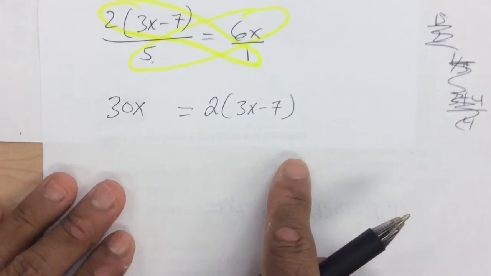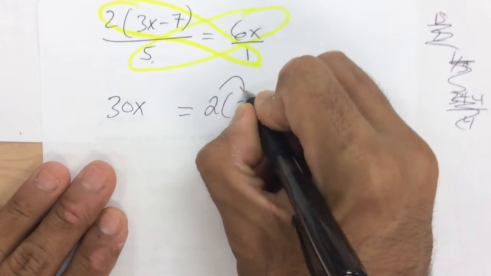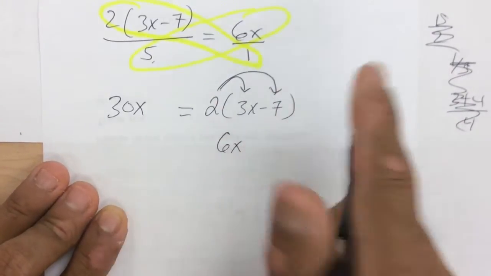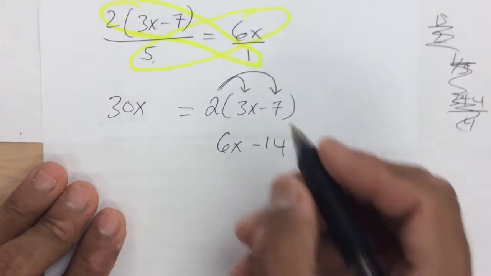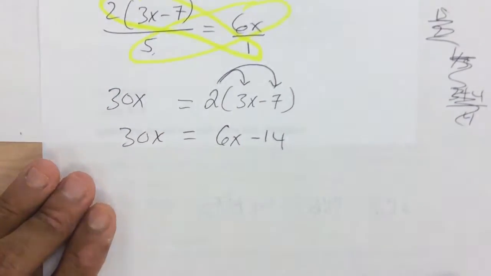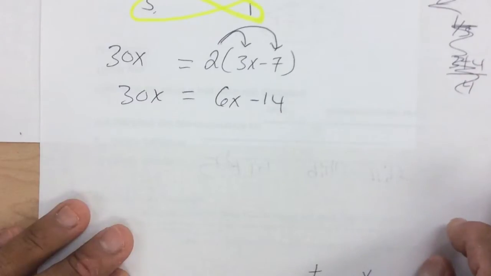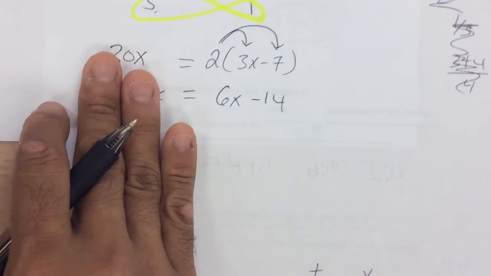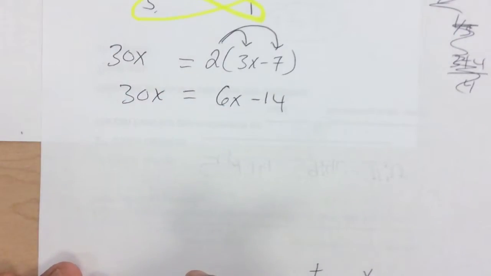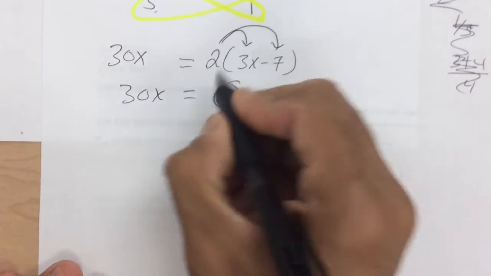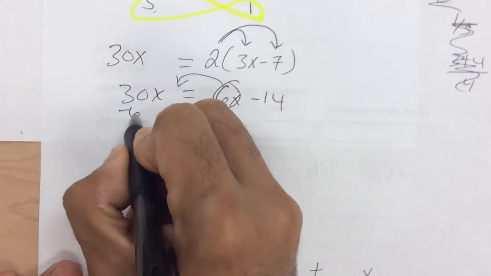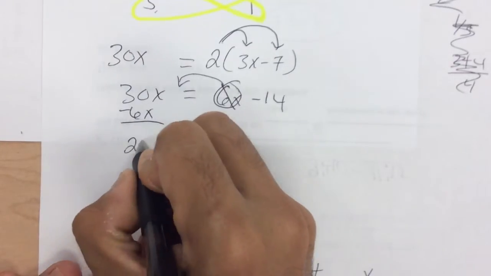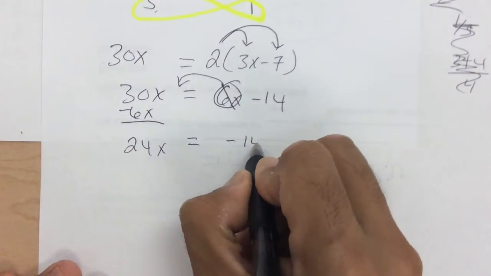Step 1, parentheses. Yes, there is. So let's get rid of it. 2 times 3x, 6x. 2 times negative 7, negative 14. Bring down your equals, 30x. Now, step 2, left side. Are there any like terms? Nope. Right side, any like terms? Nope. Variables on both sides? Yes. So let's jailbreak the 6x over to the other side. So that becomes a minus 6x. So you're left with 30x minus 6x is 24x. Then bring down your minus 14.